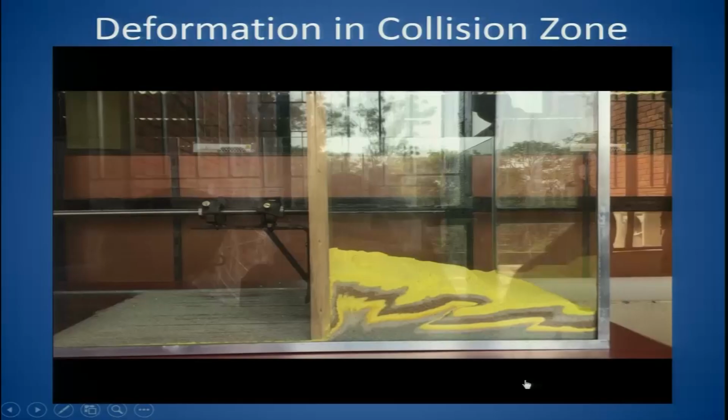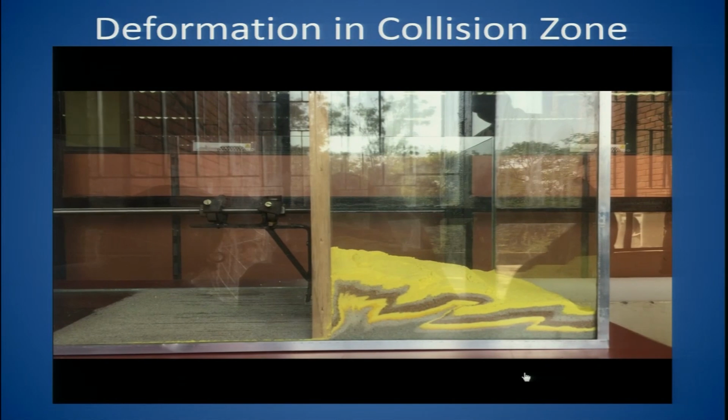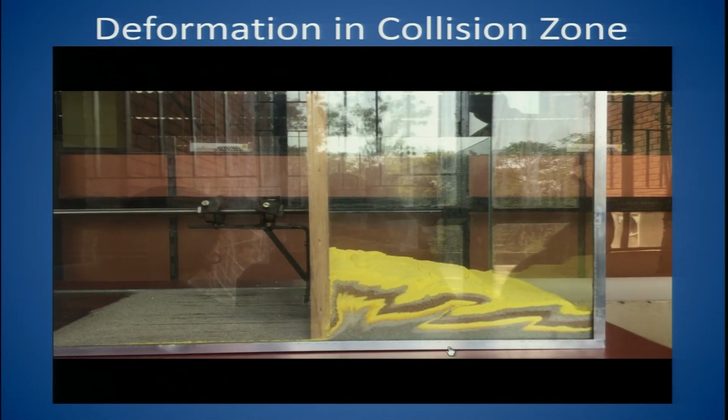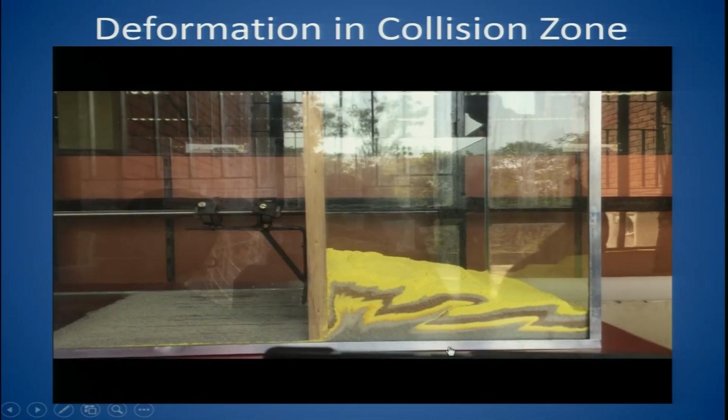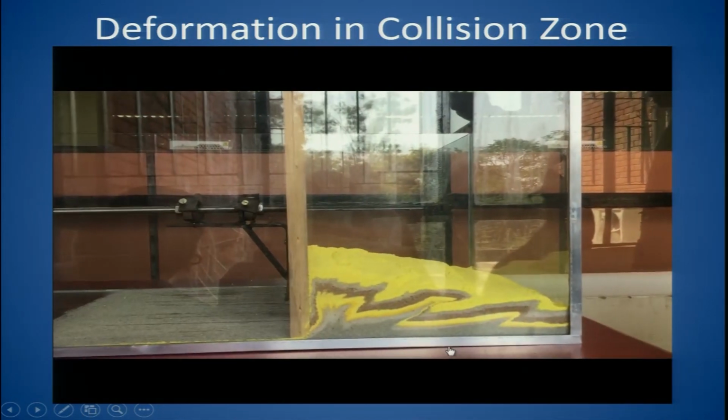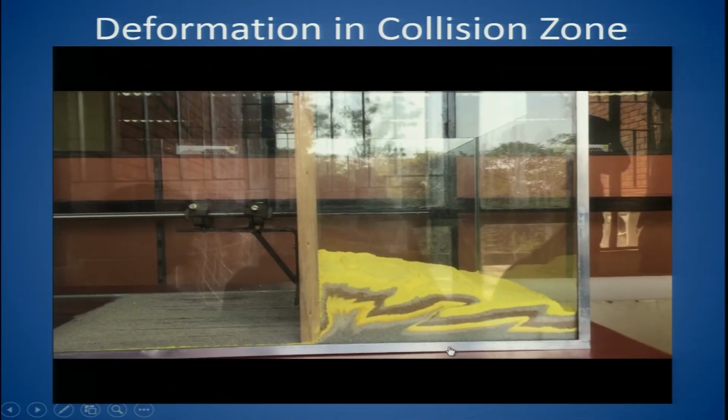This is one of the best ways to understand the pattern of deformation in a thrust and fold belt, or I would say this is the best example to understand a collision zone.